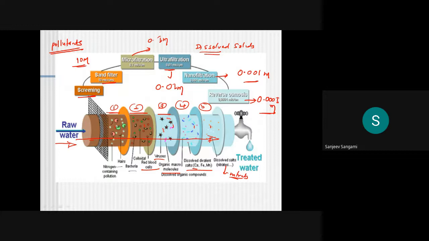As you move from this direction to that direction, the pore size goes on decreasing and even smaller particles are removed. Just imagine that in nanofiltration and reverse osmosis, even the final 0.001 micron particle, if it is there, is going to be retained on the filters. We'll discuss in detail how exactly this happens.